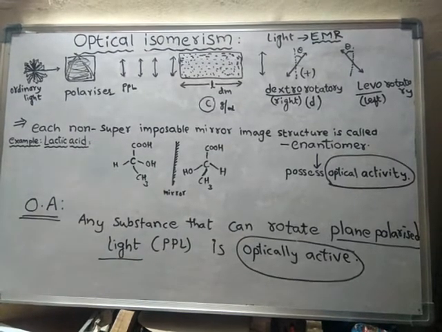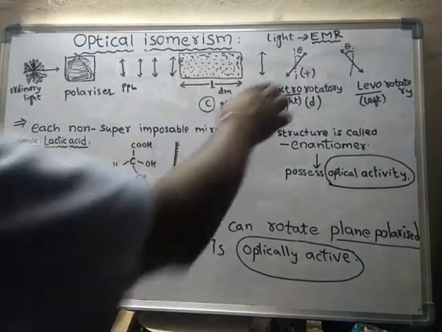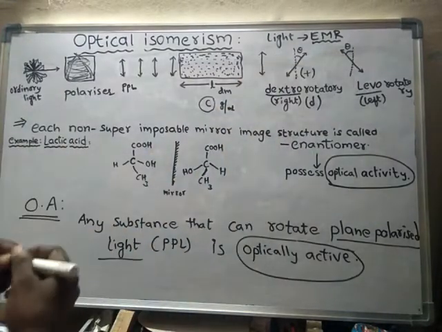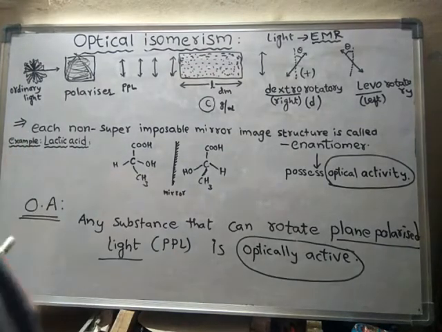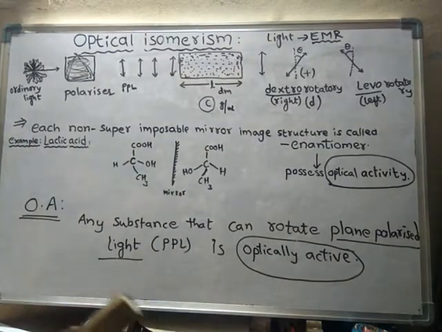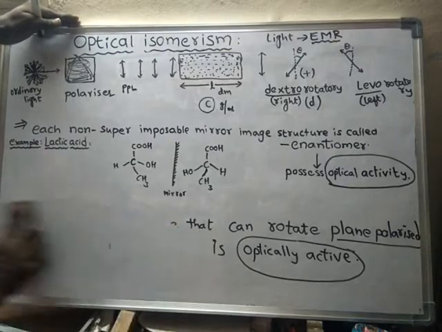Here the amount of rotation is measured in an instrument known as a polarimeter. What is a polarimeter?